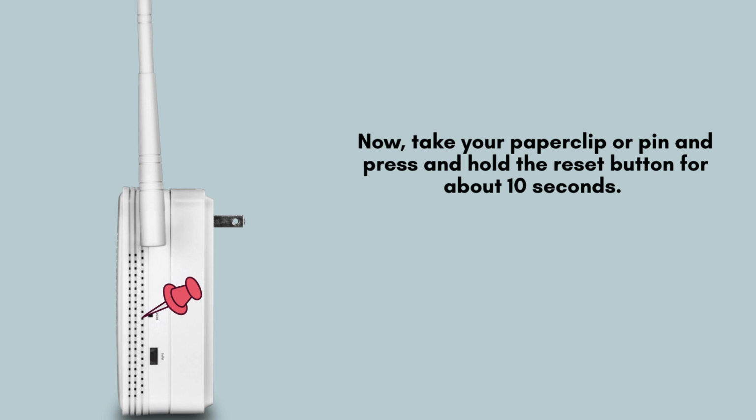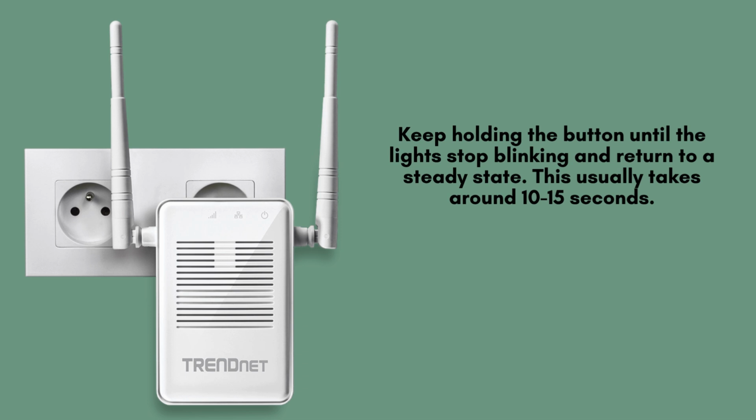You'll notice the lights on the extender will start to blink. This indicates that the reset process has begun. Keep holding the button until the lights stop blinking and return to a steady state. This usually takes around 10 to 15 seconds. Once the lights stabilize, release the button. Your TRENDnet TEW822DRE is now reset to its factory default settings.